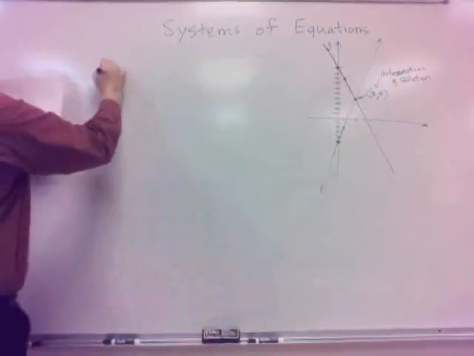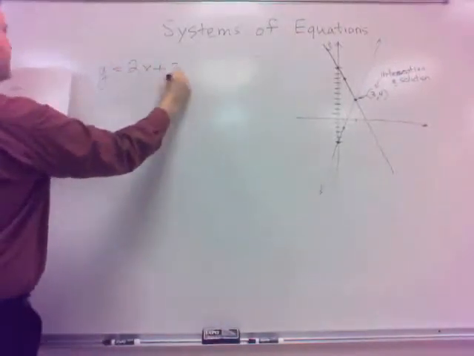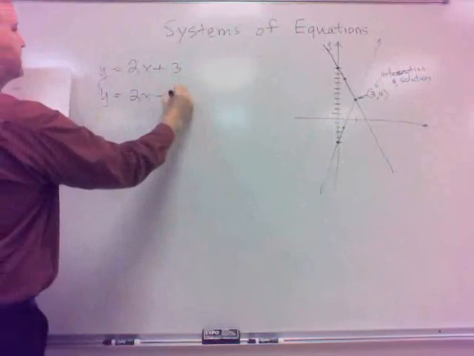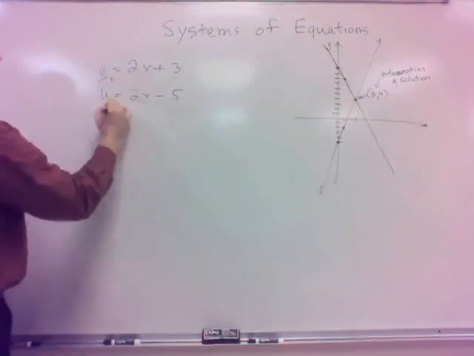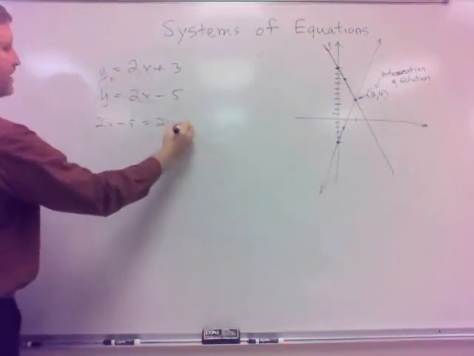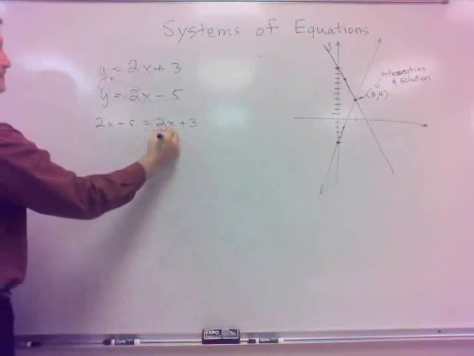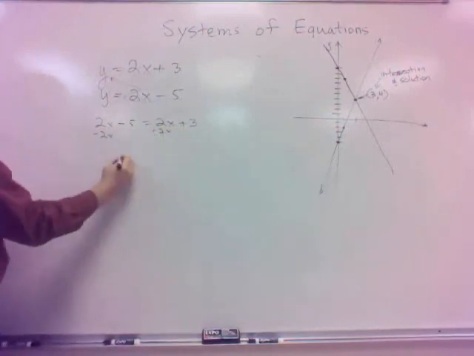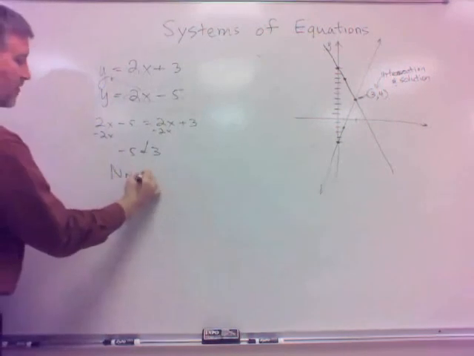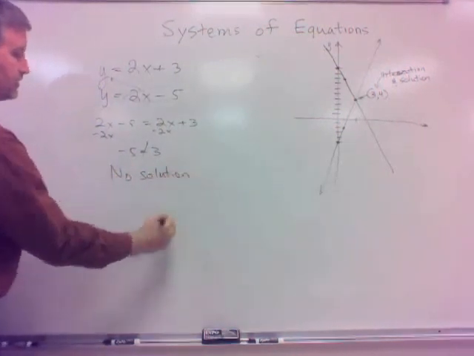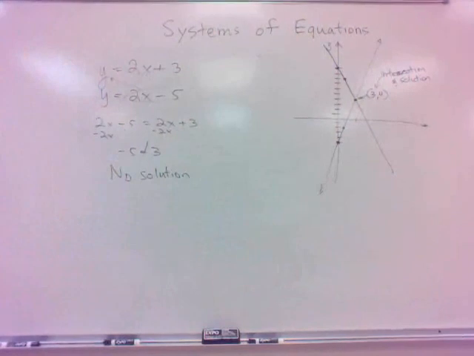What about this system? y equals 2x plus 3 and y equals 2x minus 5. What happens there? Well, if we solve it, it's just like the other one. If I plug this in for y, I get 2x minus 5 equals 2x plus 3. And notice there, if I get my x's on one side, negative 5 equals 3. Not possible, no solution, right? There's no solution to that equation, therefore there's no solution to the system.